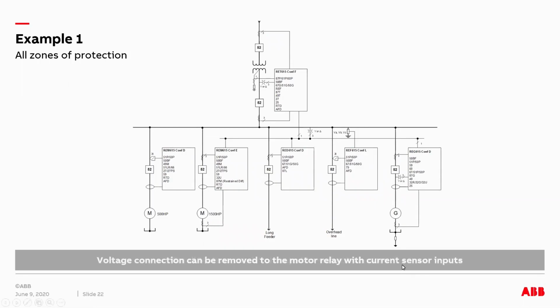And now we can remove the voltage connection to the motor relay with the current sensor input. So earlier we had wired the voltage, the PT, into this relay as well. Now with this relay in place, we can remove that wiring from the bus PT to this relay.